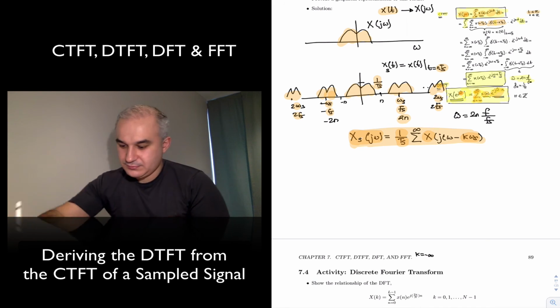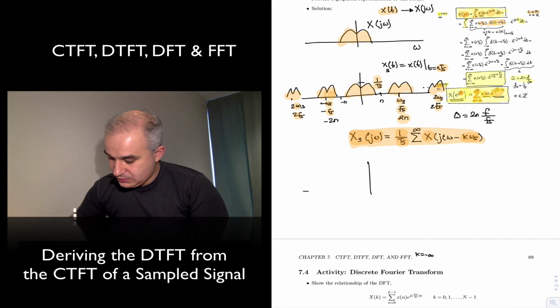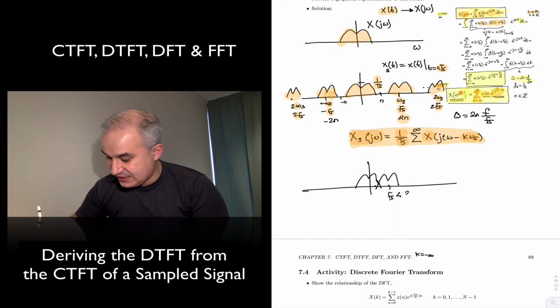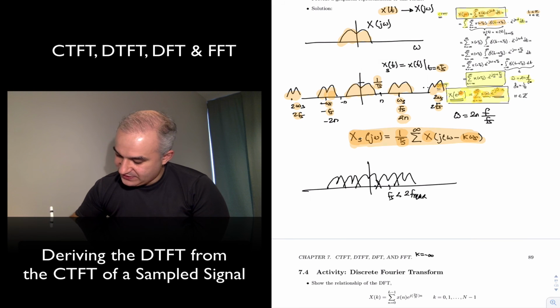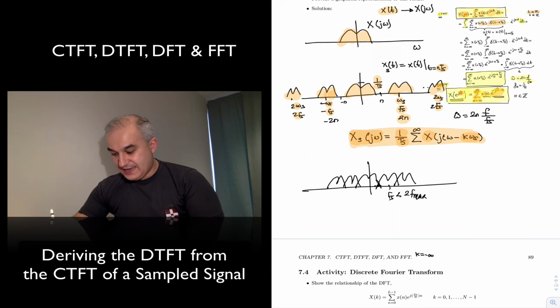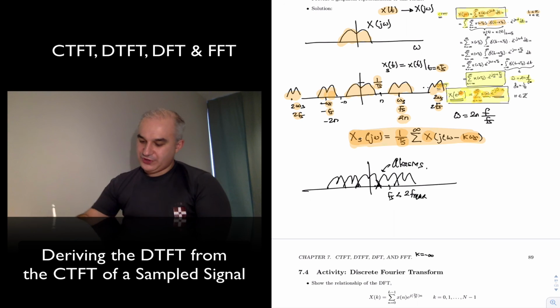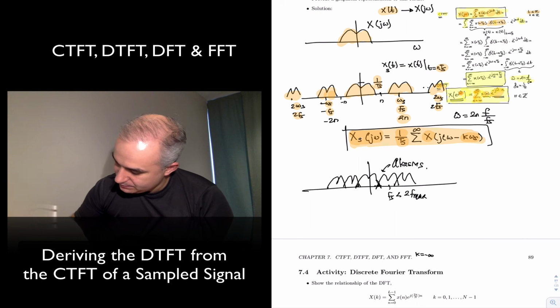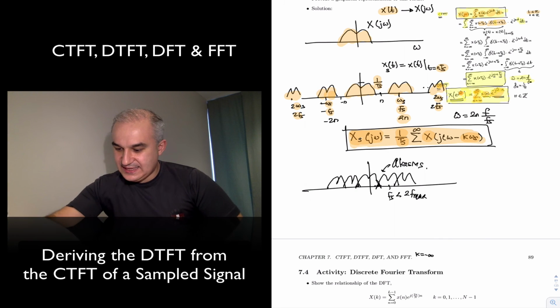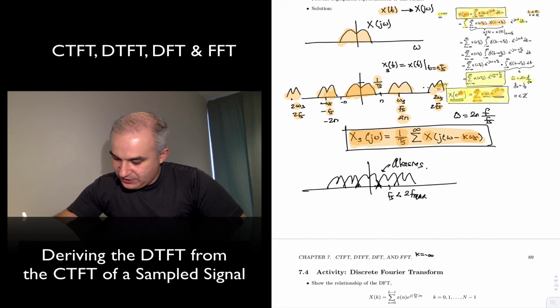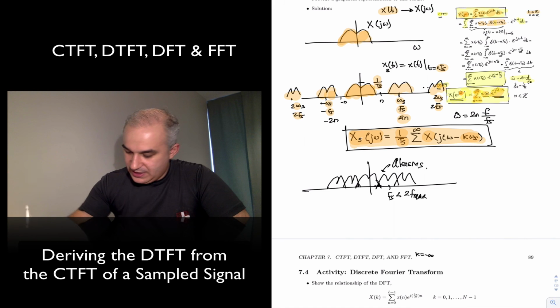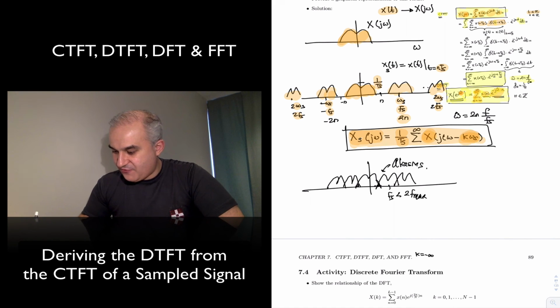This also explains aliasing. If you do not sample fast enough, if this is fs, and fs is less than 2 f max, you get spectral overlap, and this is aliasing. So what this equation is telling you here is that the spectrum from here to here has exactly the same form, but you have replicas.